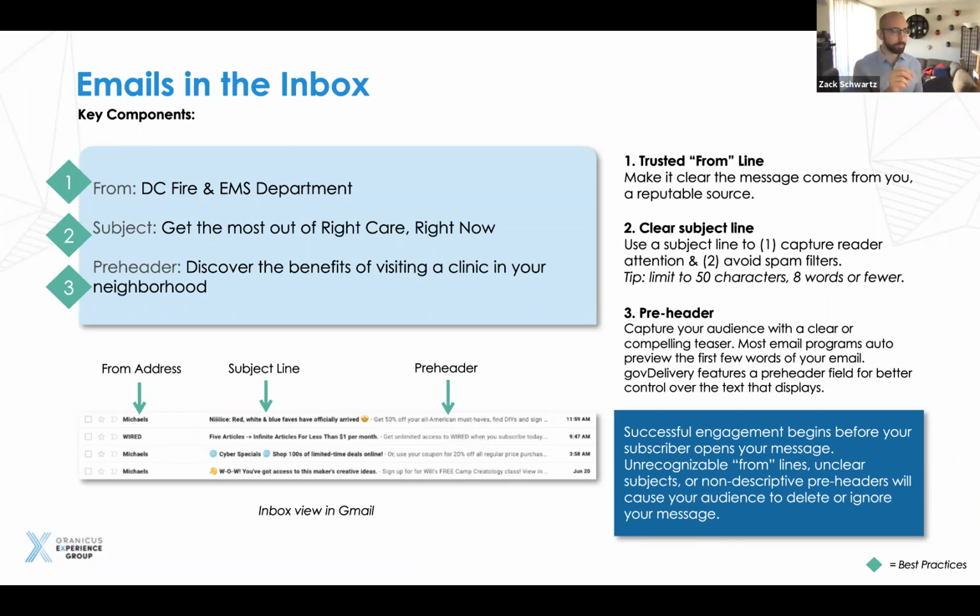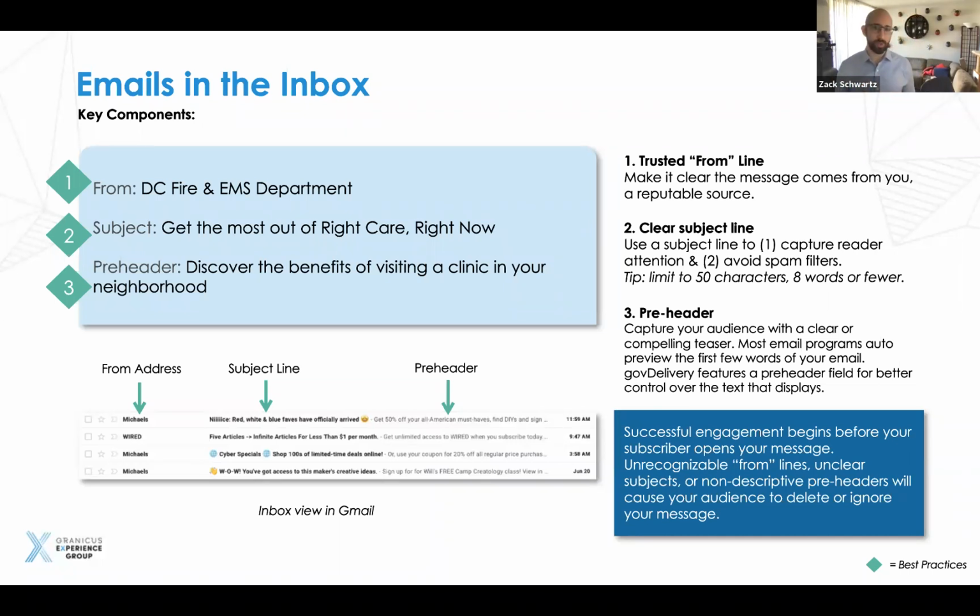The pre-header, number 3 here, is a bit of a teaser. If you don't include a pre-header, your email client will usually show just the first few words of the email itself. govDelivery allows you to control what that actually looks like, gives you another opportunity to put a little bit of teaser text that can compel a reader to click on the email.